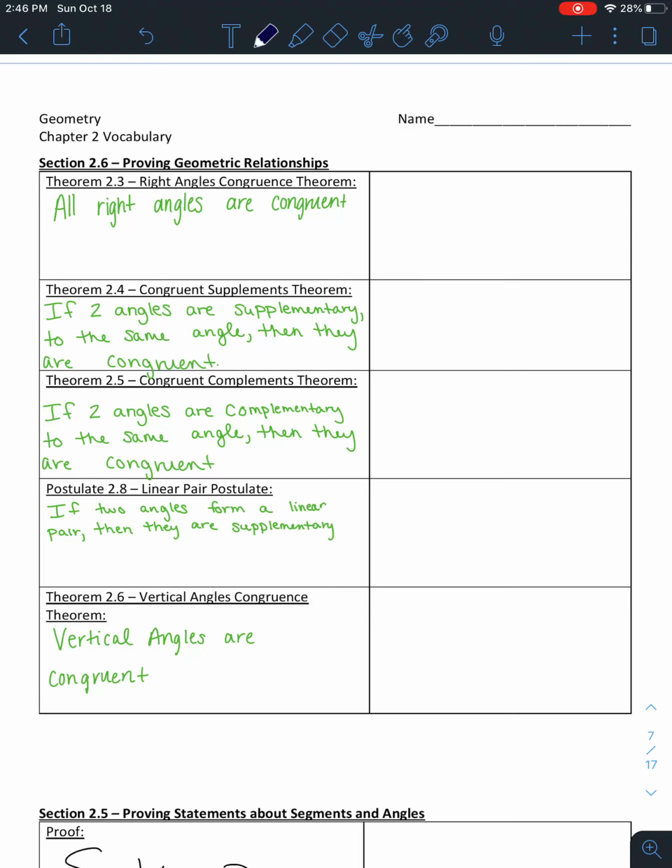Hi guys, this is section 2.6, Proving Geometric Relationships. Here we go. So we're going to start off with, per usual, some vocabulary terms, and we'll move into some more ways we can use algebra.